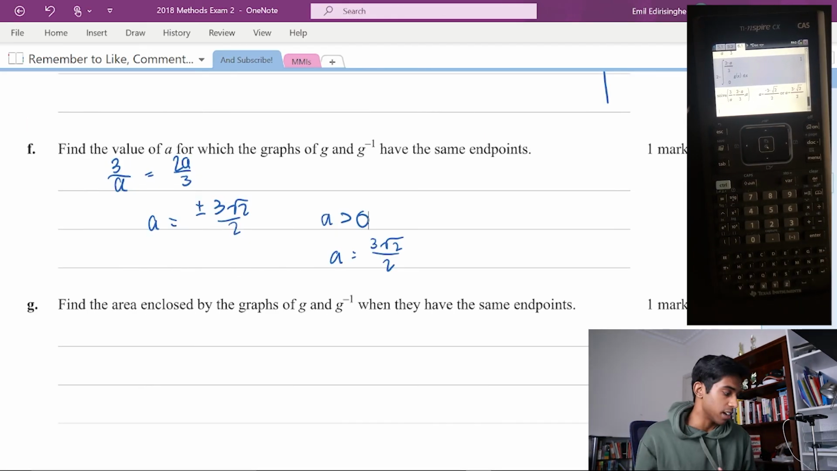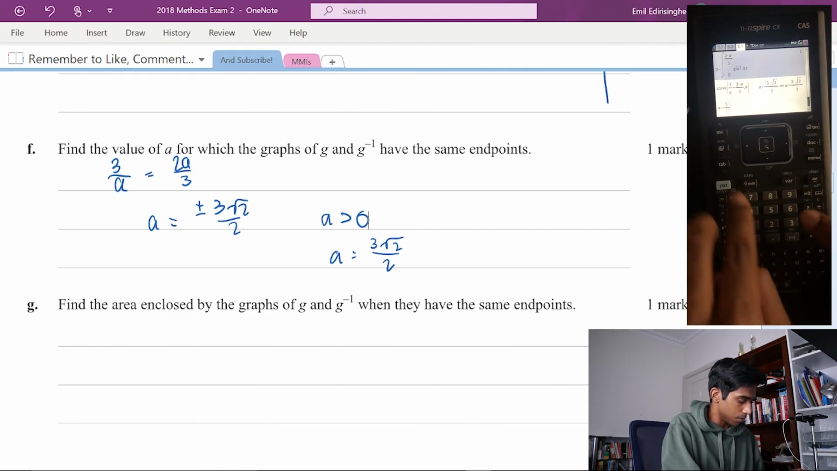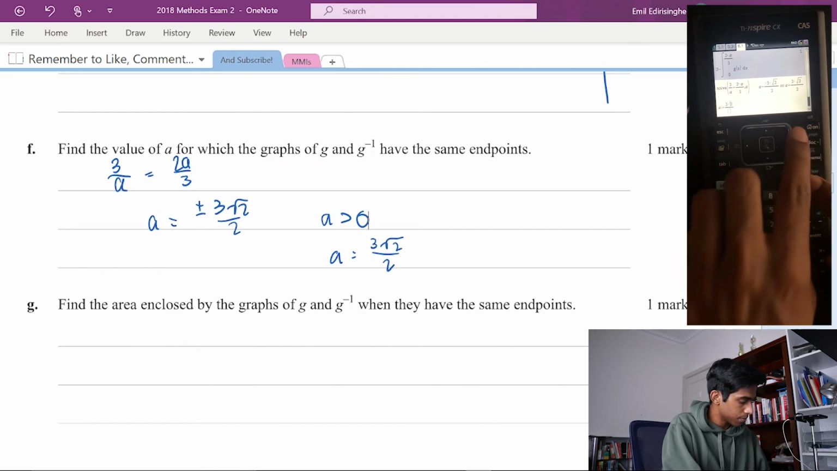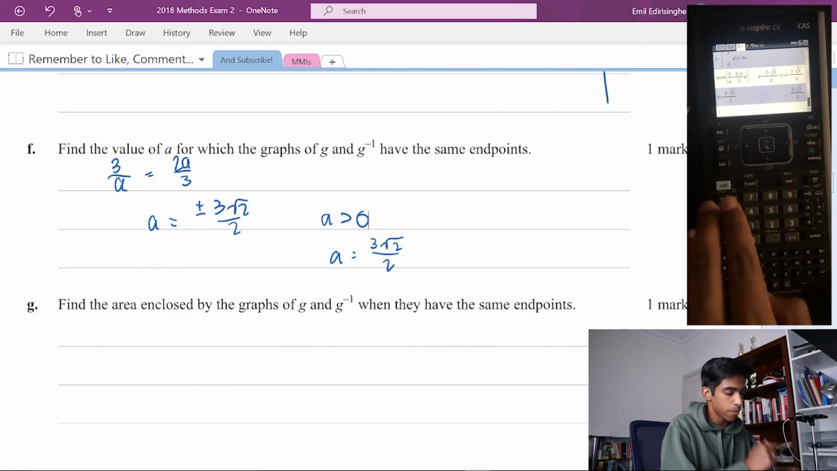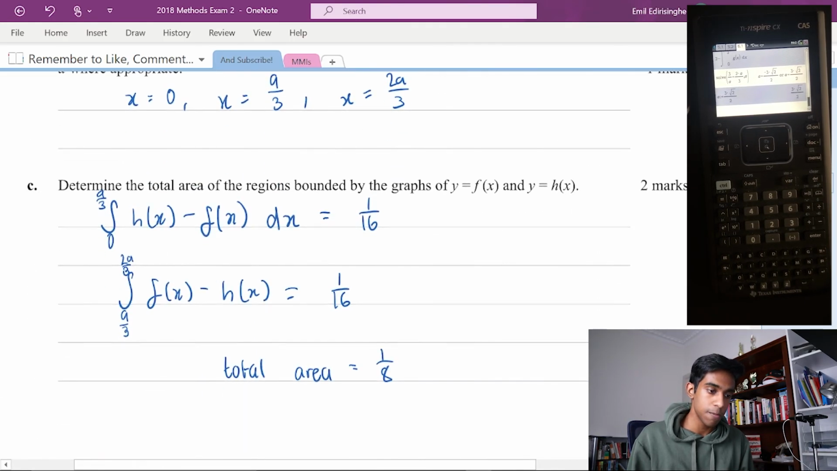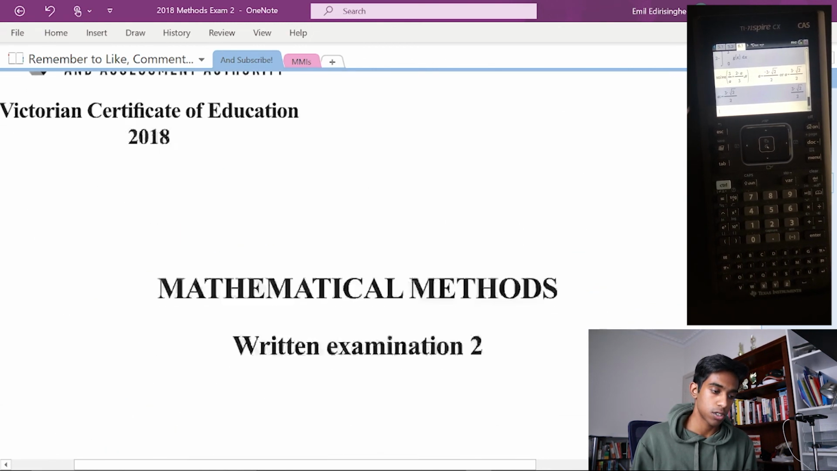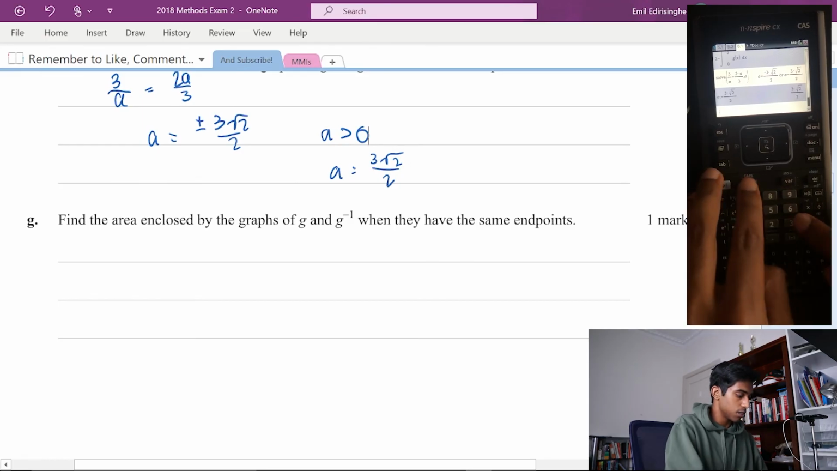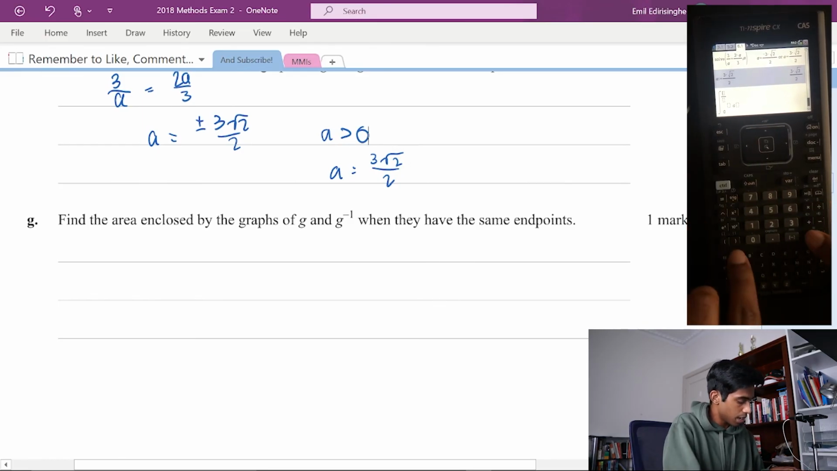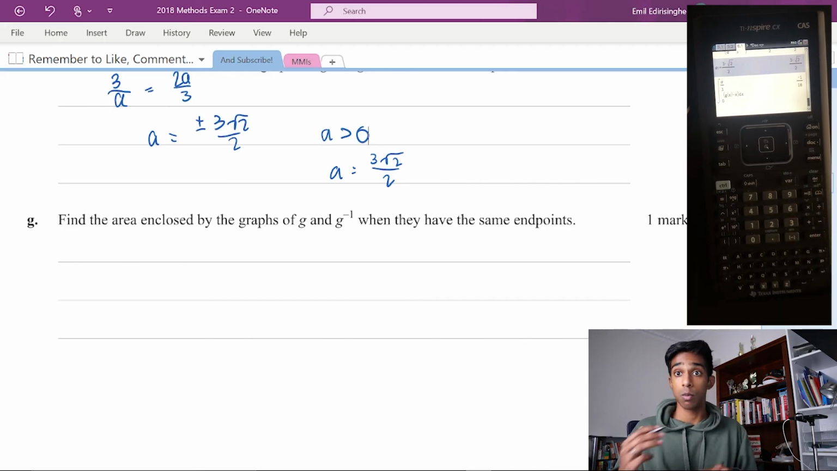So now they ask us to find the area enclosed by the graphs of g and g inverse when they have the same endpoint. And now what we'll do is we'll just define a to be 3 times root 2 on 2. And then what we have to remember is that the graph of g actually crosses at a on 3. So that's what we remember from here, f and h. And a on 3 is a point of intersection. So we do the integral 0 to a on 3 of g of x minus x dx, which gives us 1 on 16.